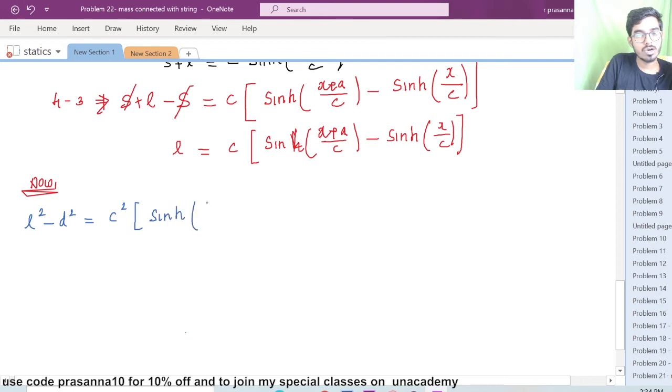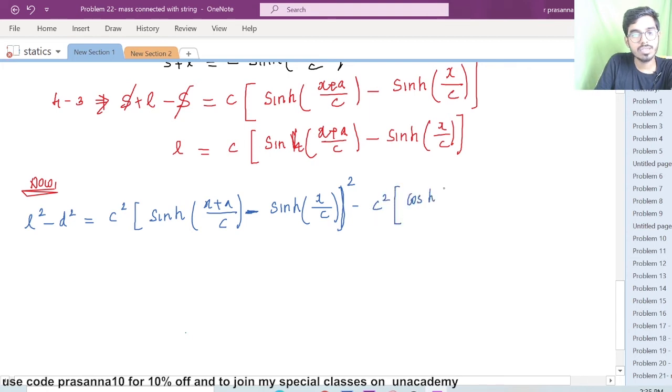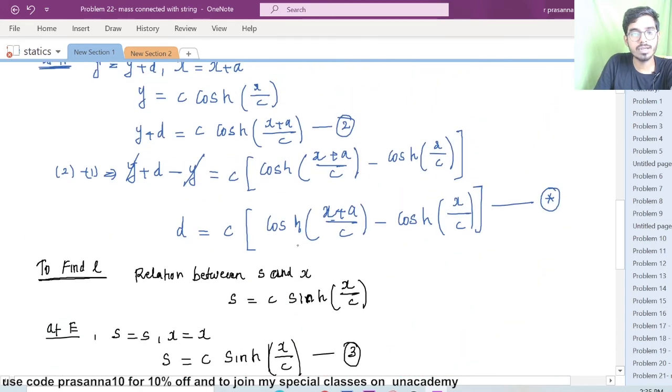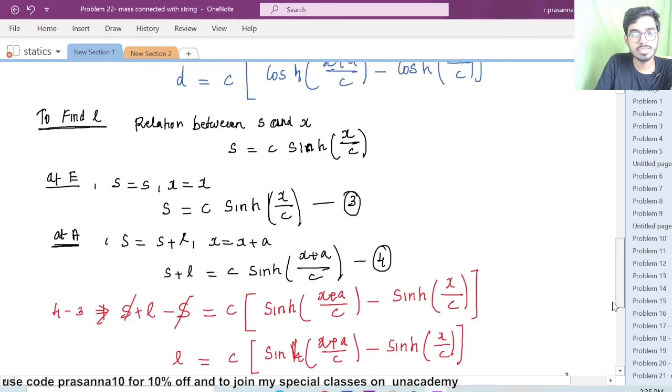So L square is sinh of (x plus a by c) minus sinh of (x by c), whole square. Minus, so D square is again c square of cosh of (x plus a by c) minus cosh of (x by c), whole square, right? This is what the values of D are, right? Cosh of x plus a by c, cosh of x by c.